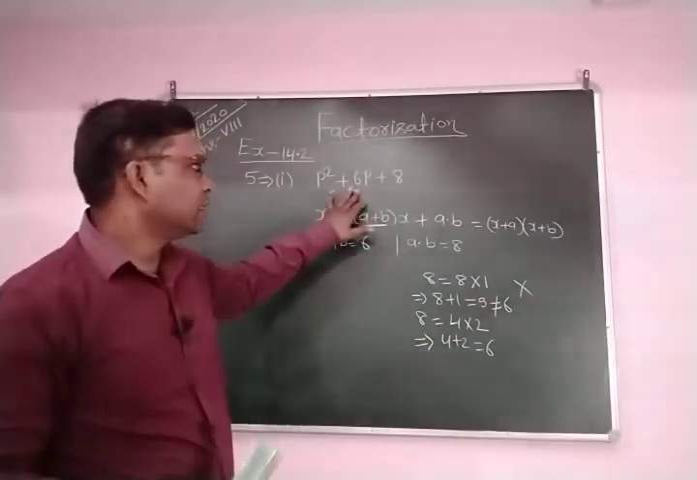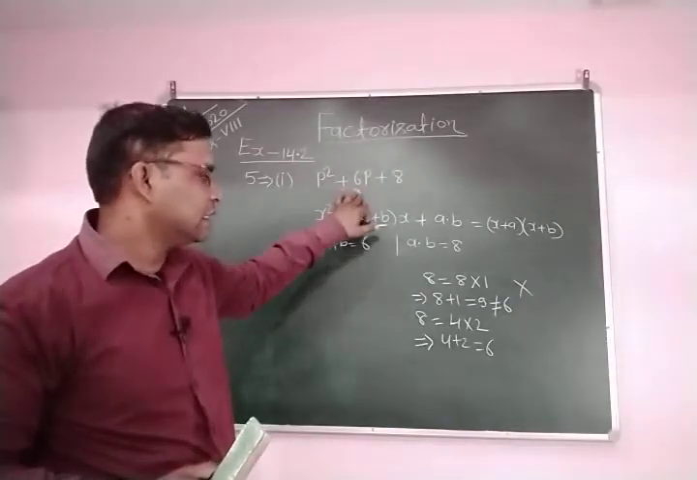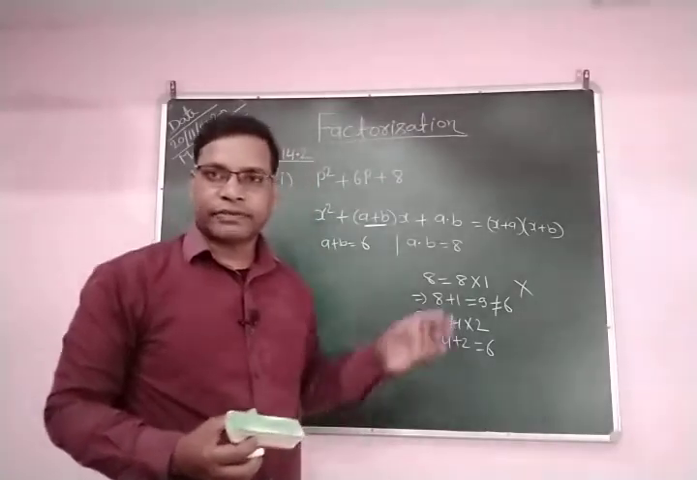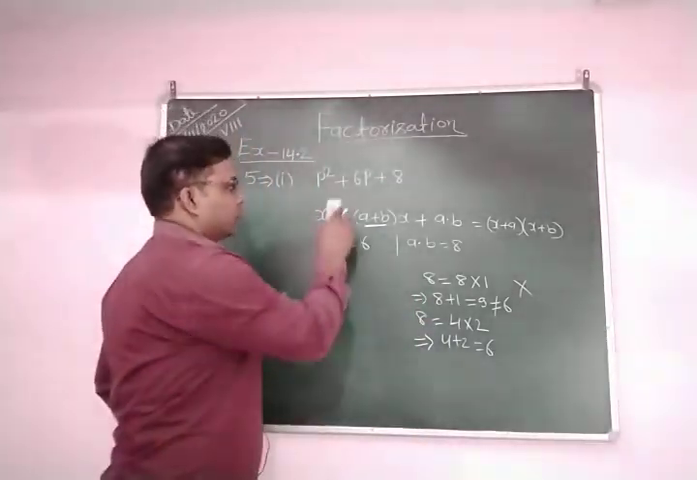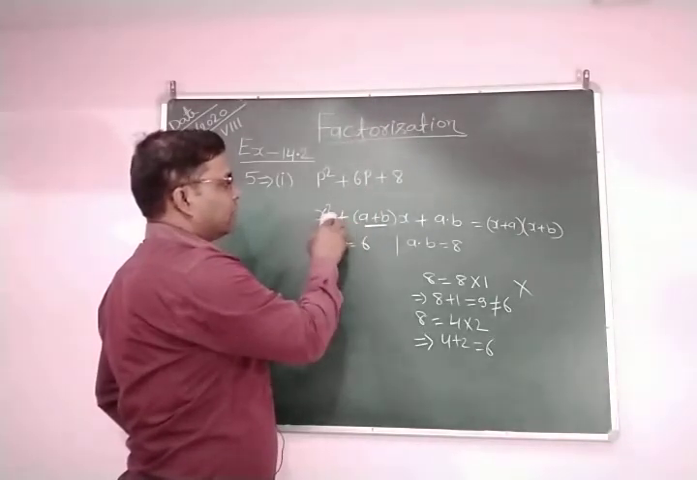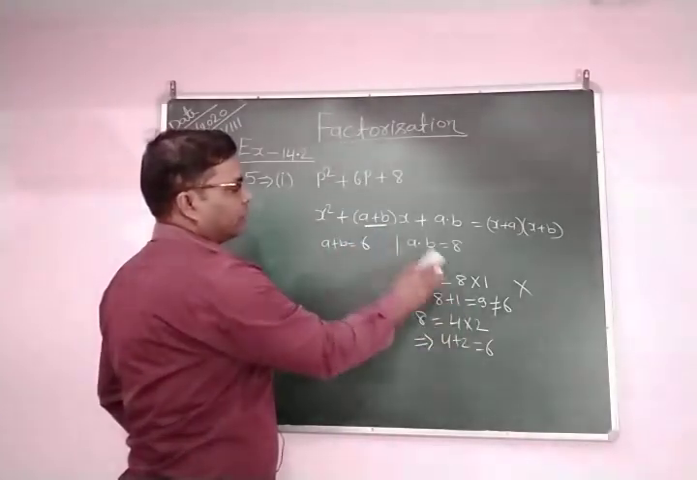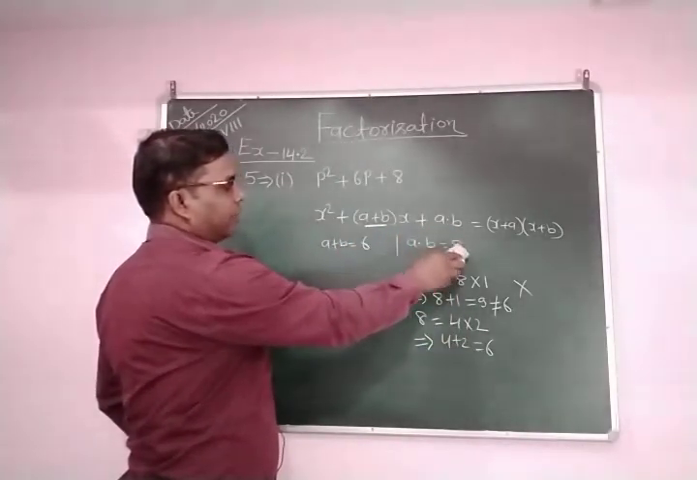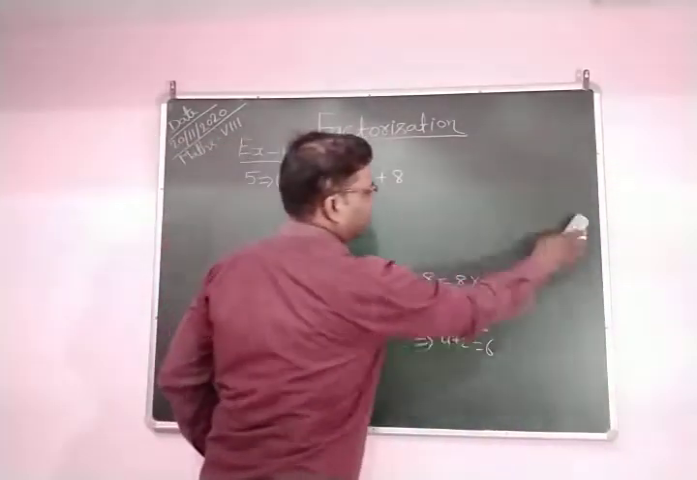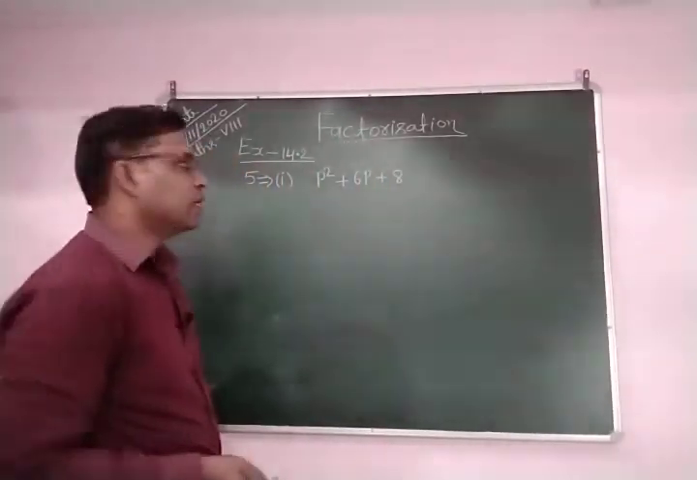So if you break the middle term, the coefficient 6, into 4 plus 2, then we can find the factors of the expression. So let's see. We write the given expression in this form: x square plus (a plus b) x plus a into b. Here a is 4, b is 2, and a into b is 8. Okay, so let's see how we can find the factors of p square plus 6p plus 8.